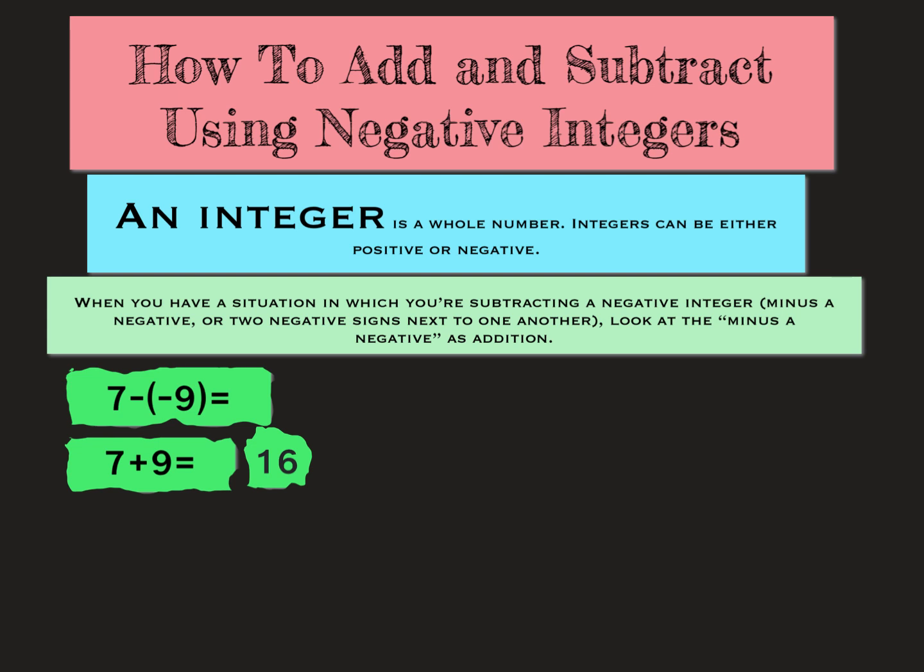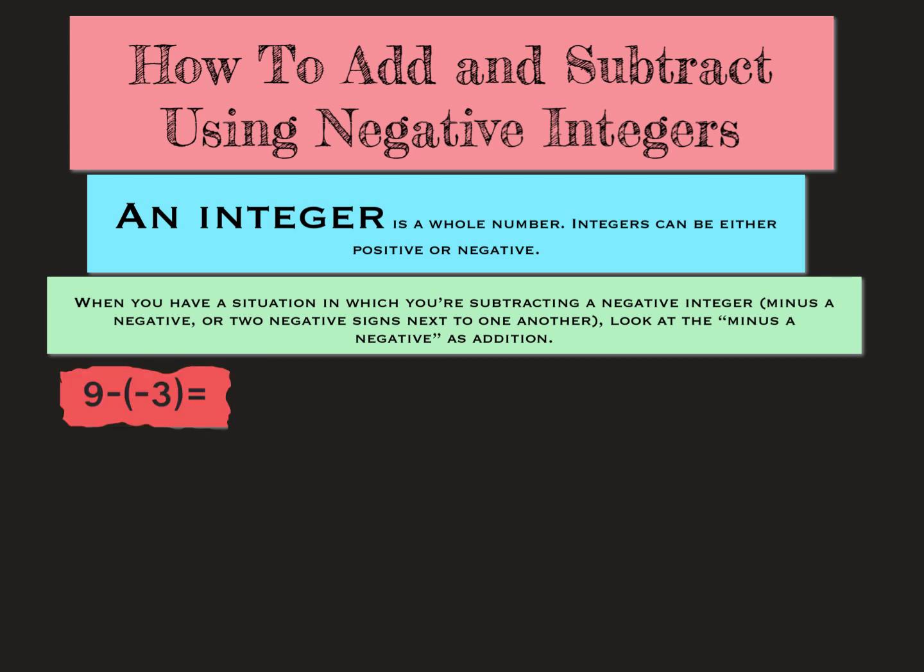All right, let's try another one. What if we had 9 minus negative 3? And again, when we have a minus and negative right next to each other, two negative signs, we look at it as a plus sign. And so we could rewrite this as 9 plus 3. And 9 plus 3, as we know, is 12.